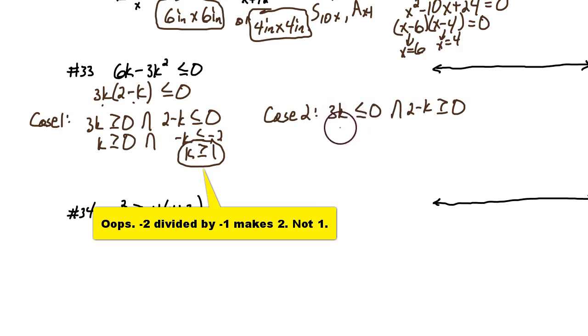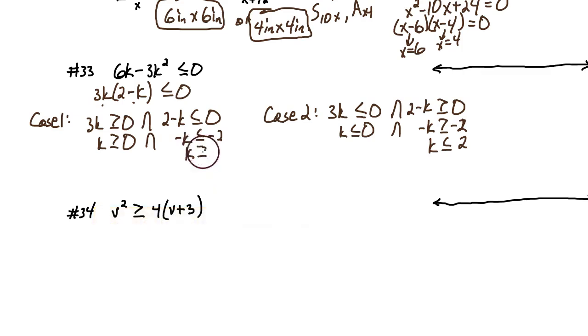Now go over to case 2. Let's divide by 3. And over here, you need to subtract the 2 and then divide by negative 1. The fact that I got a 2 here points out to me that on the previous one, I should have had a 2. k is less than or equal to 0 and at the same time less than or equal to 2. That can be summed up with the single expression k is less than or equal to 0.